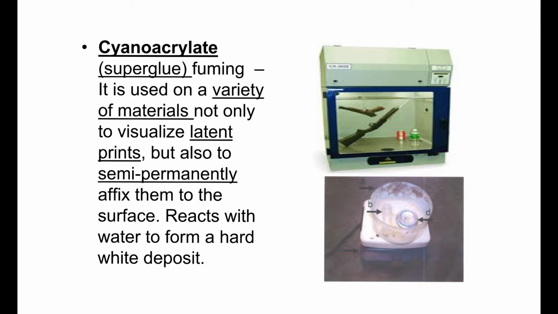You put a little bit of crazy glue in a container that can withstand some heat. You put your object that has your print on it. You turn the heat up, and the heat is going to turn the superglue into a gas. As that gas moves through the air, when it comes into contact with the print, it is going to form a hard white deposit with the water inside of your print. And then you can just peel that deposit off, and you'll have your fingerprint in hand.